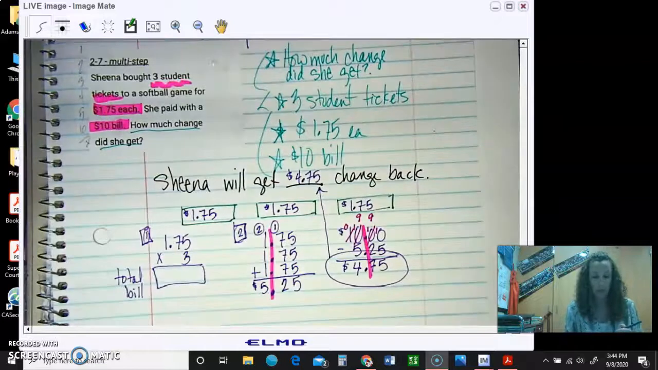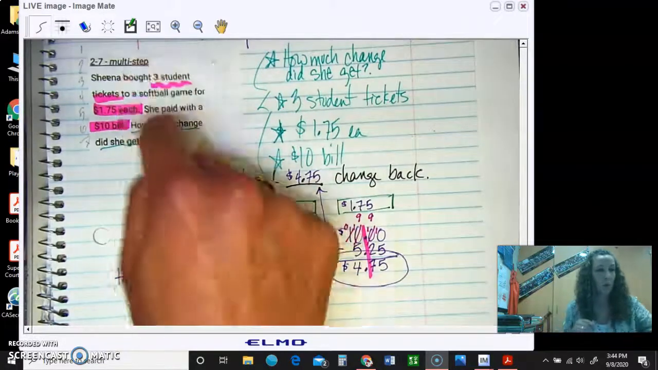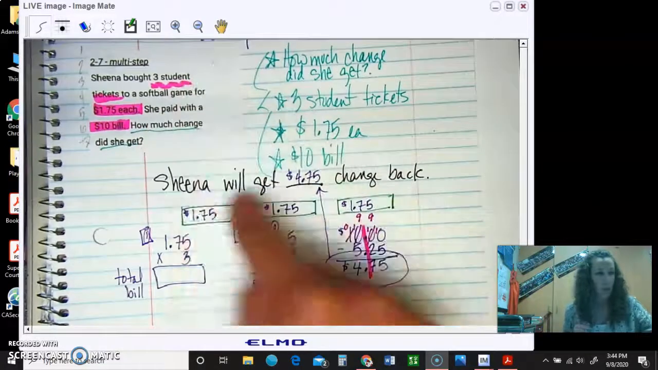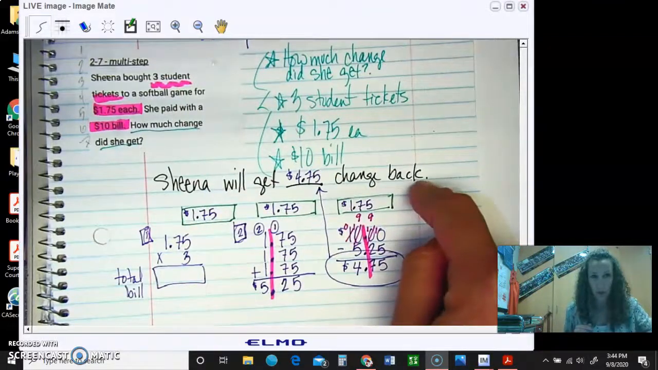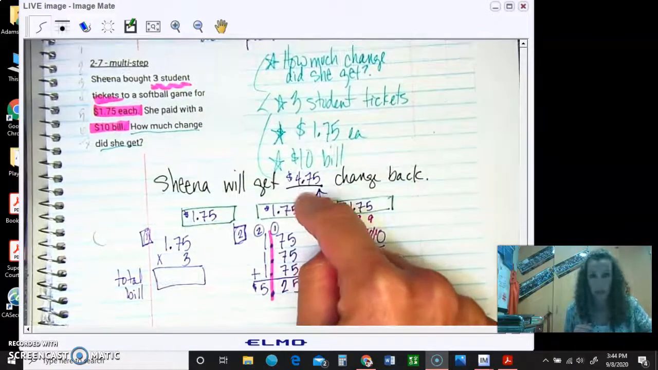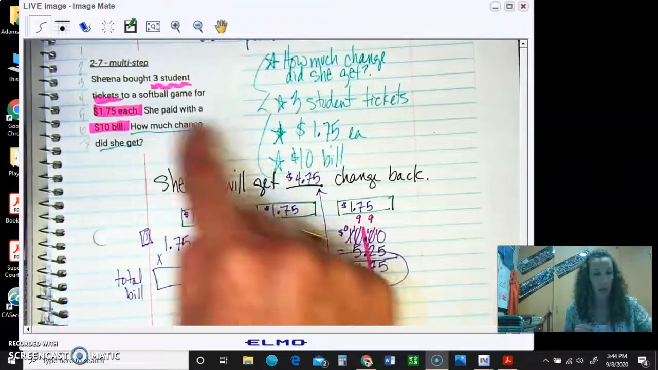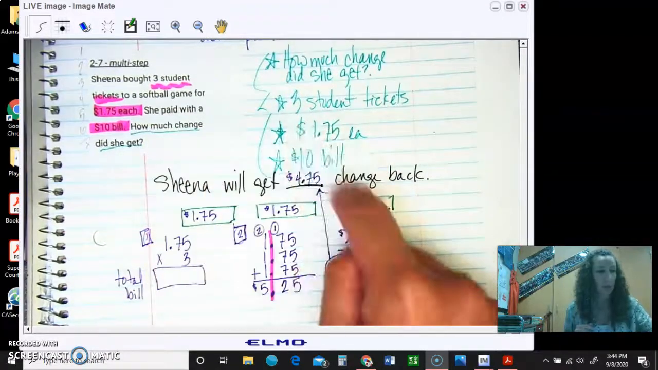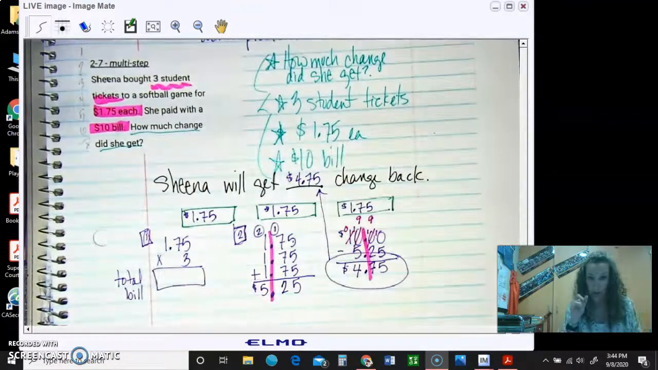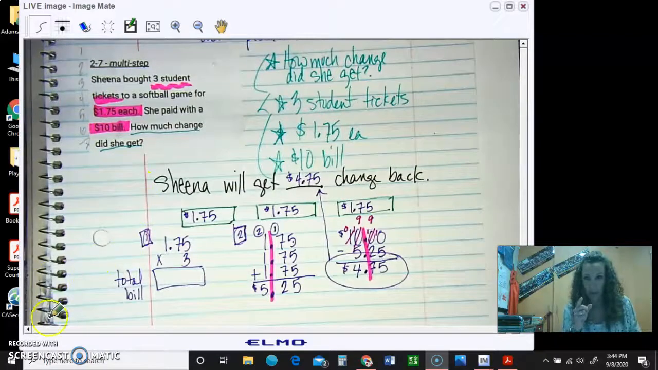Now, something to keep in mind. When you work on a word problem, you must have words in your answer. You may not just have numbers. A word problem needs words in the answer. Keep that in mind. And that is it for our notes.